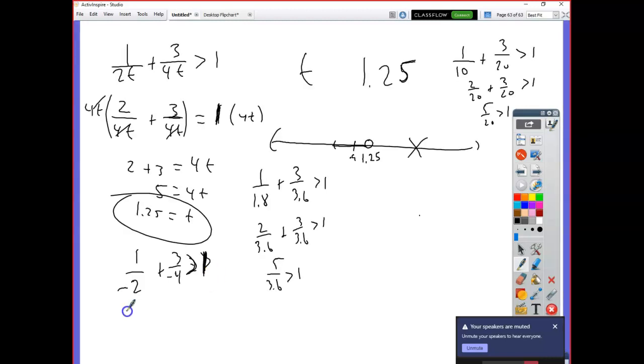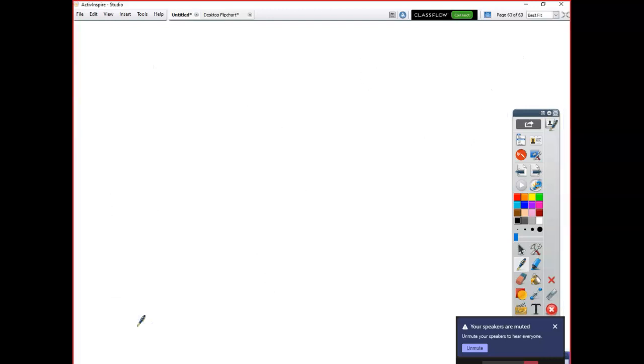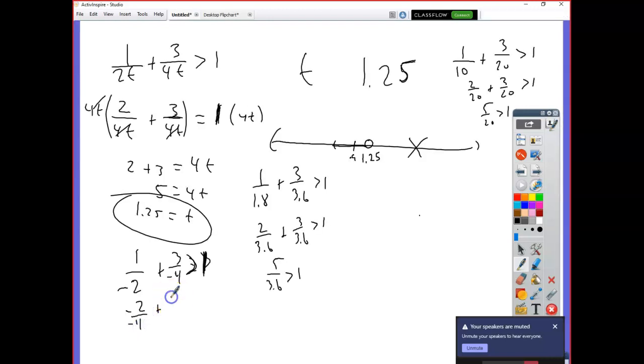Okay, combine like terms, I get -2 over -4 plus, I shouldn't do that. That's even more confusing. Let's just do -2/4, that's fine. -3/4 is greater than 1, so I get -5/4 is greater than 1. Is that true? Is -5/4 in fact greater than 1? No. Well, how can it be? I don't have another solution. There's no other place it could be.